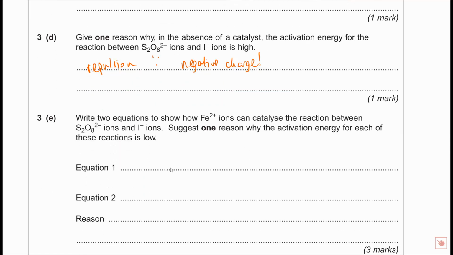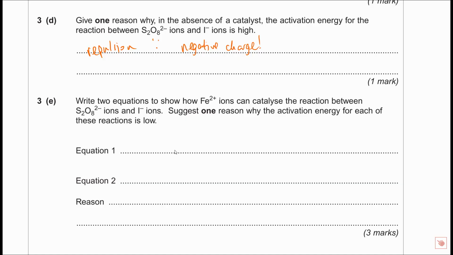Write two equations to show exactly as I showed you previously. The idea of Fe2+ ions going there, becoming the Fe3+, and then being turned back into the other. The second part suggests one reason why the activation energy for each of these reactions is low, because we've got attraction. They're oppositely charged ions. We've got positive ions here in both of those equations, Fe2+ and Fe3+. So in this one we've got Fe2+ with the S2O8 2-. This one we've got Fe3+ getting involved with the I-. Attraction there, nice low activation energy. It doesn't take a lot of energy for those to actually come together.